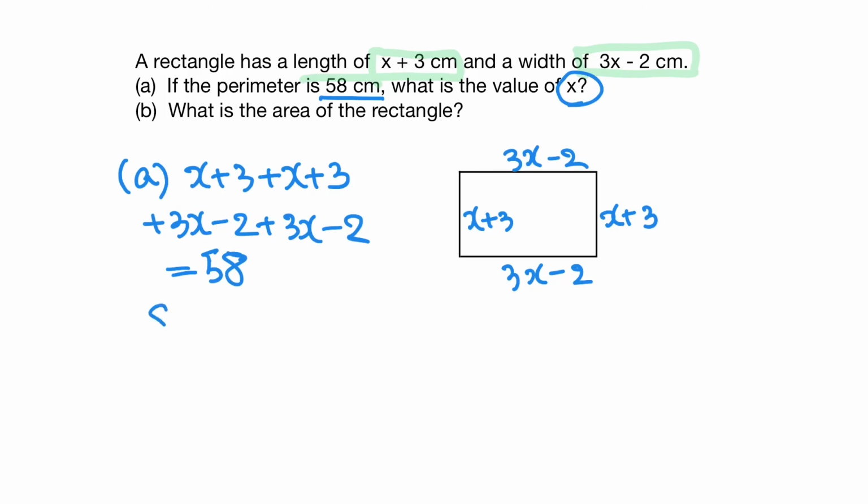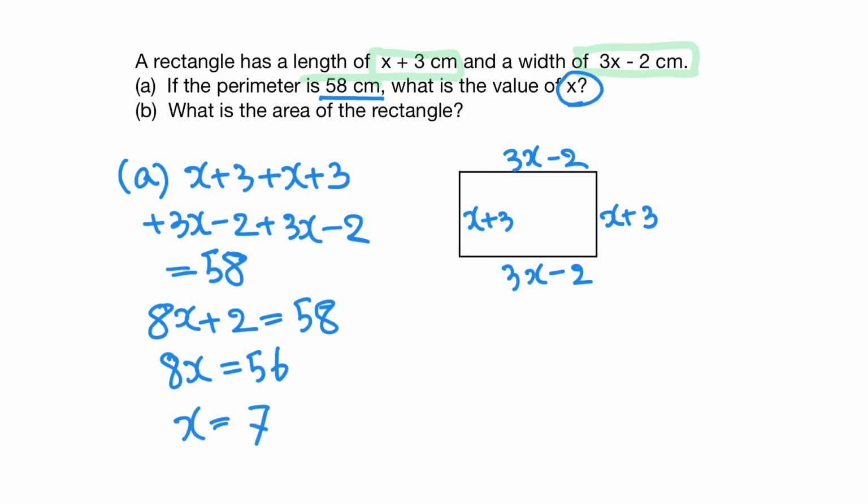Okay, let's simplify this expression. 8x plus 2 equals 58. 8x is 56. Now we have the value of x. X is 7. In centimeters, but the value of x is 7. B, what is the area of the rectangle?